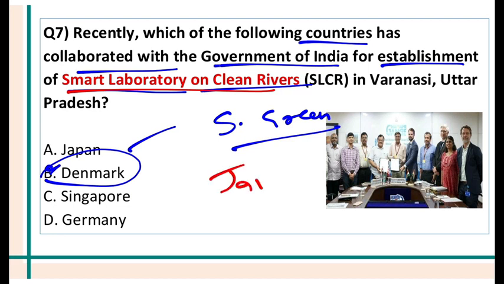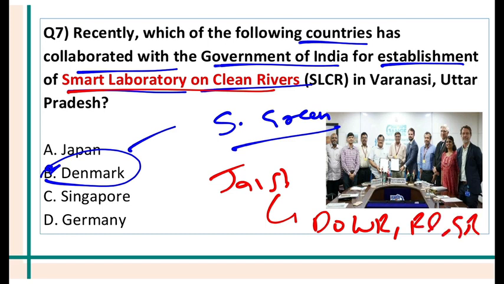Under the Ministry of Jal Shakti, we have a department called Department of Water Resources, River Development and Ganga Rejuvenation. So this smart laboratory on clean rivers will take the expertise from Denmark to rejuvenate the river Varuna. There is a river called Varuna that will be rejuvenated using sustainable practices. We will also have a real-time laboratory on the Varuna river, and that will monitor the water quality of the Varuna river in real time. Understood?